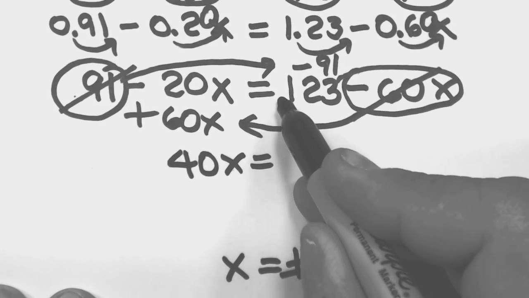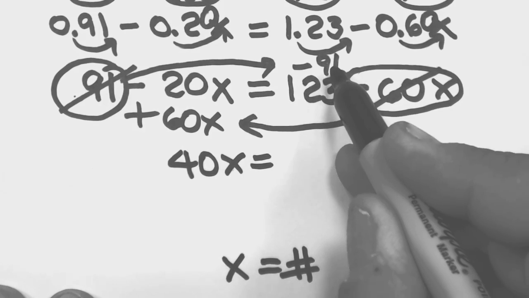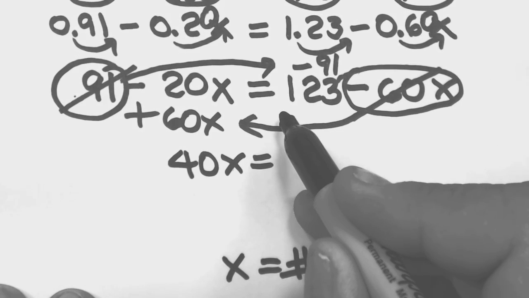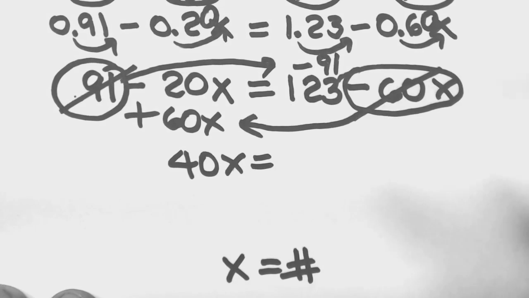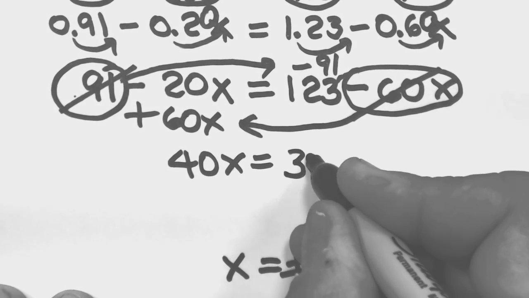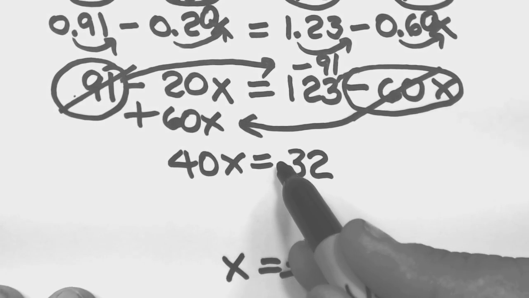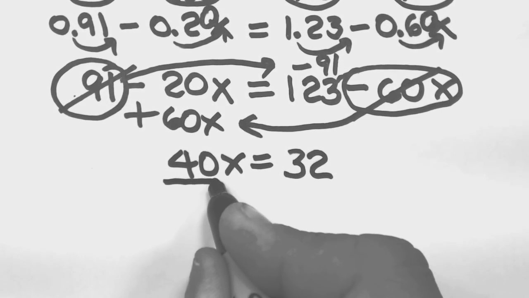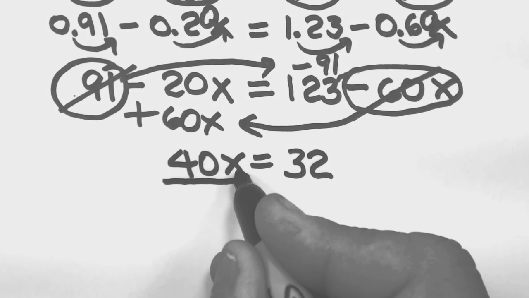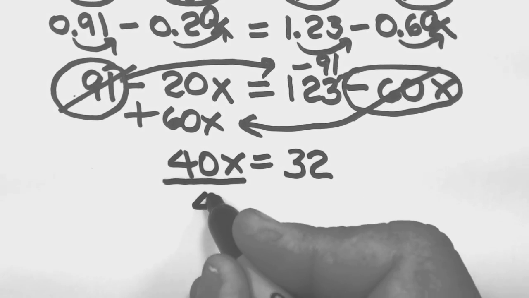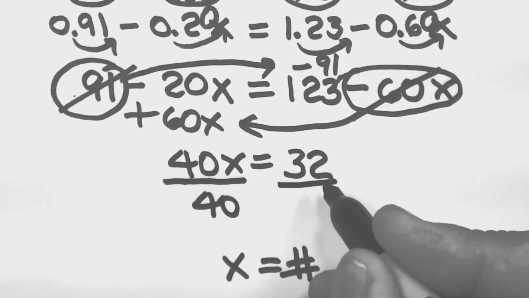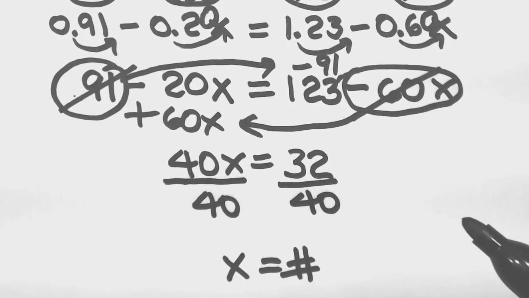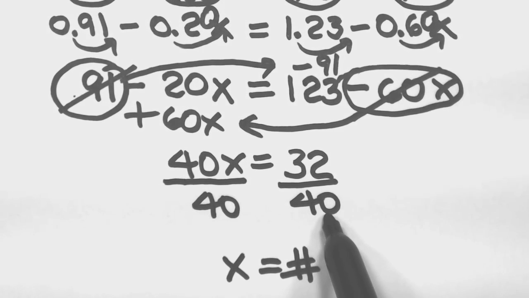Positive 123 minus 91. Positive's going to win, and I think it's by 32. So a positive 32, and again, you could put the plus if you wanted. Okay, now I've got 40 times x. I need to divide by 40. I'll do the same thing on this side to preserve the balance.